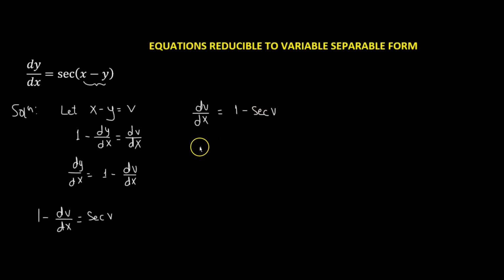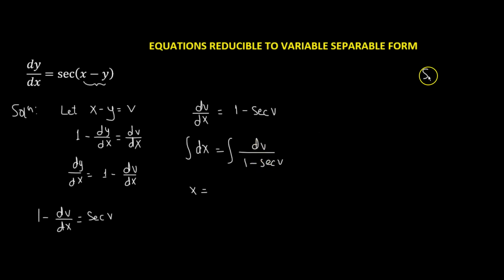Now further, when we rearrange the terms, we have dv over dx equals 1 minus secant of v. We can separate the differentials, so that will be dx equals dv over 1 minus secant of v. Here we can see that this is now in separable form, so we can integrate both sides. Integration of dx will be x, and that equals the integration of dv over 1 minus secant of v.